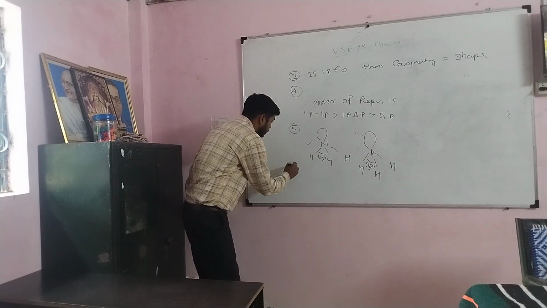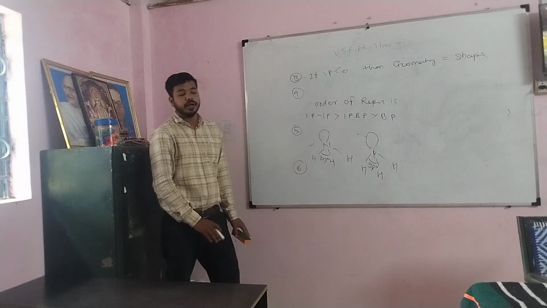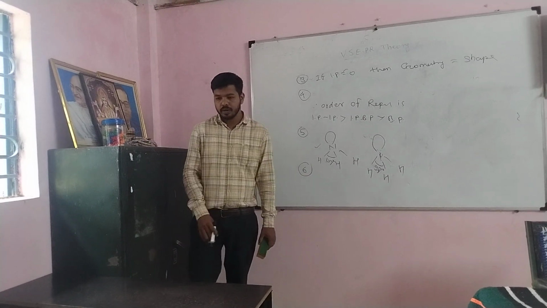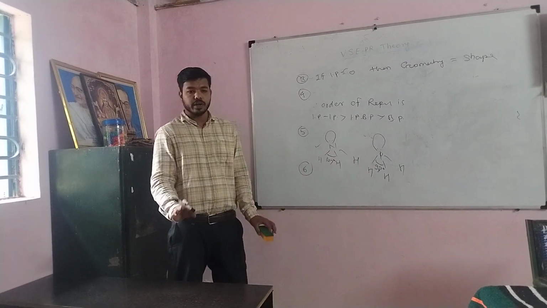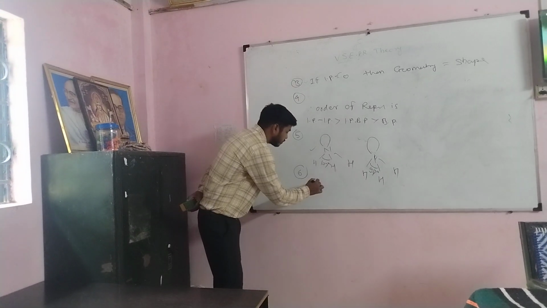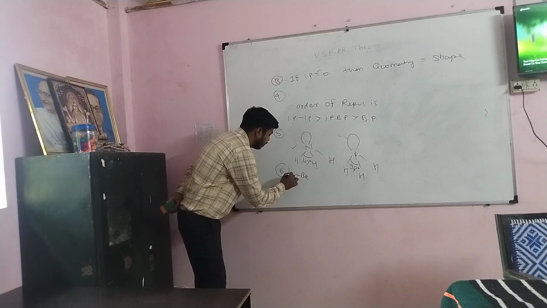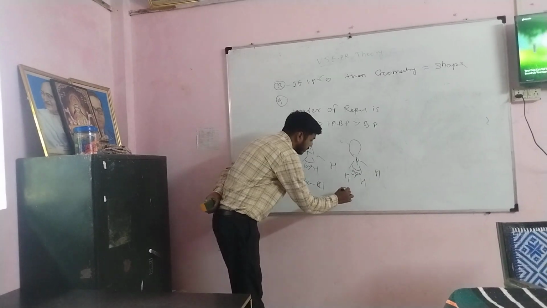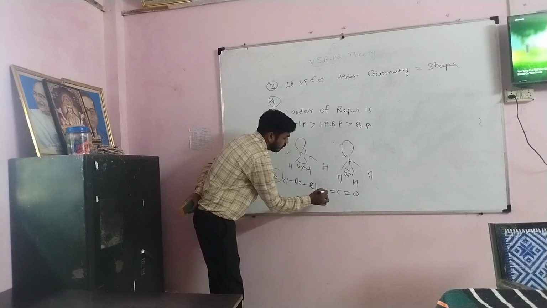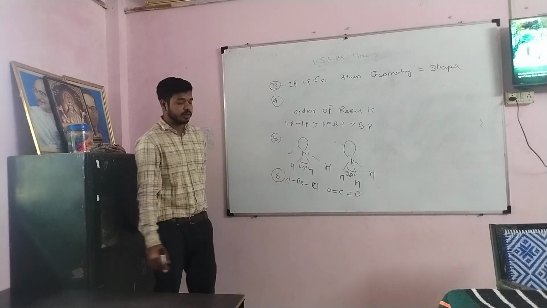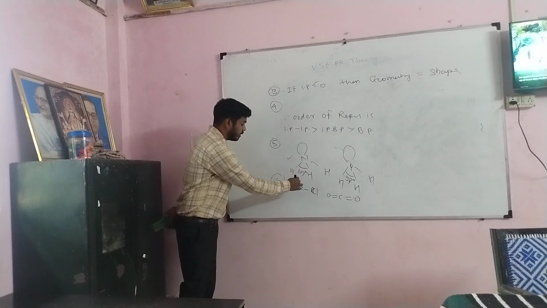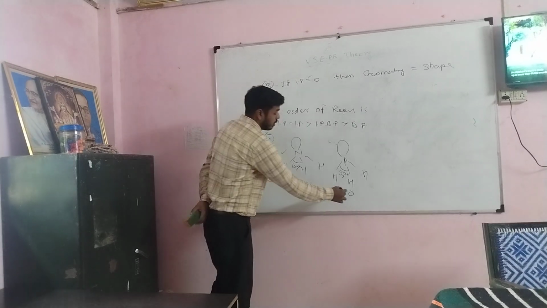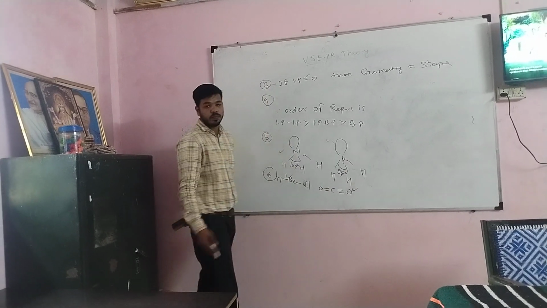Then the sixth rule is that multiple bonds, that is double bonds or triple bonds, do not alter the geometry of the molecule. For example, in BeCl2 both the bonded pairs are single bonds, and in the CO2 molecule both the bonded pairs are double bonds. Still, the geometry of BeCl2 is linear and the geometry of CO2 is also linear.